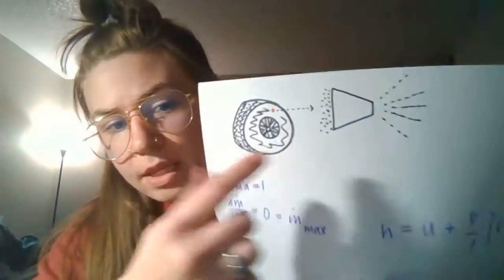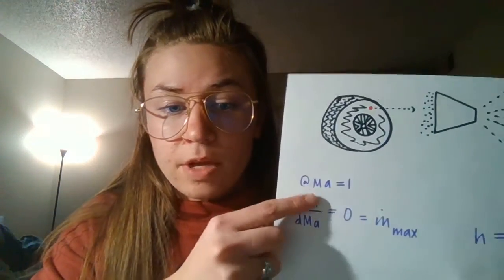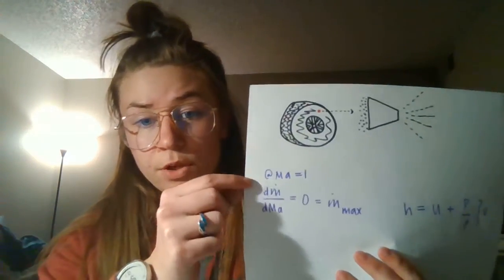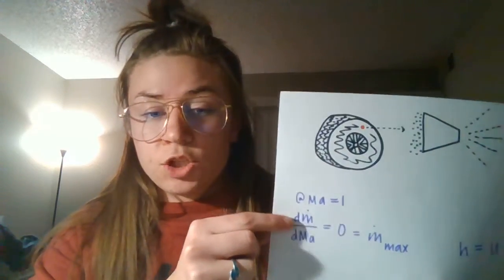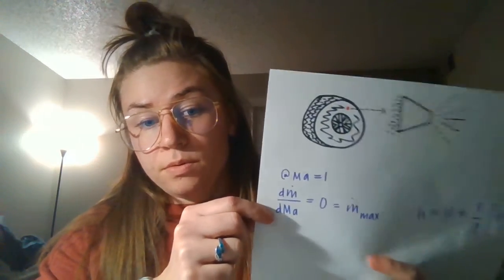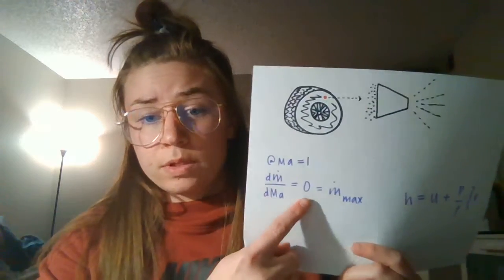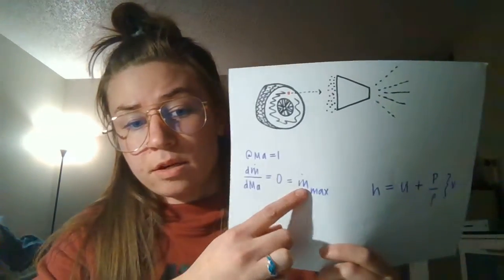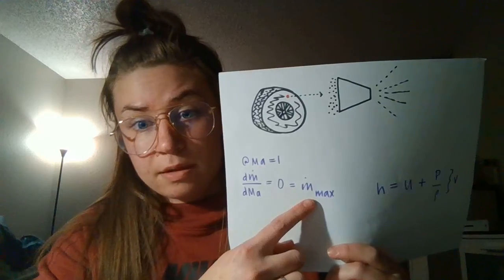And so we know that since this is a converging nozzle, the flow is going to choke at some point because it's going from the large area to the small and then out to the atmosphere, like in this picture. And so at Mach 1, where the flow is choked, the change in mass flow rate with respect to a change in Mach number is equal to 0. And what that means is that this is our maximum mass flow rate.